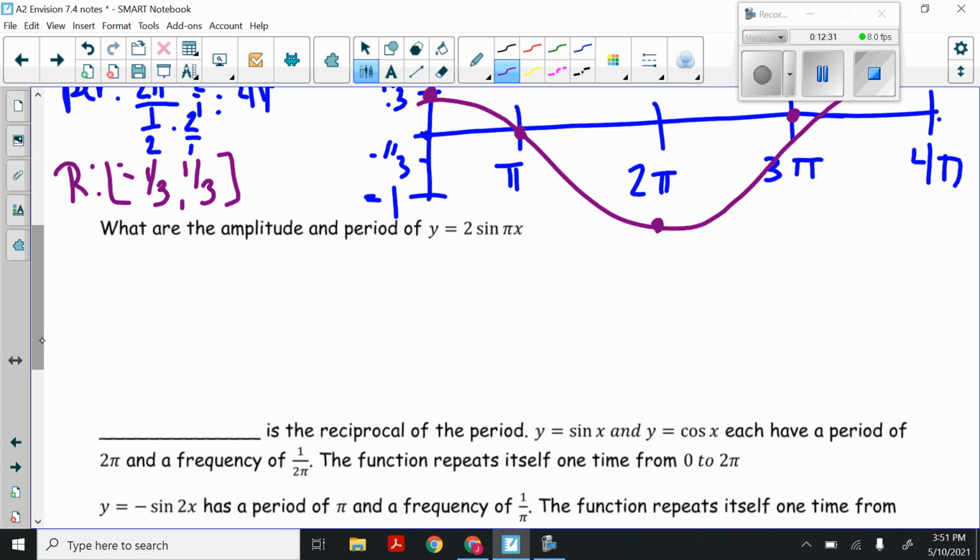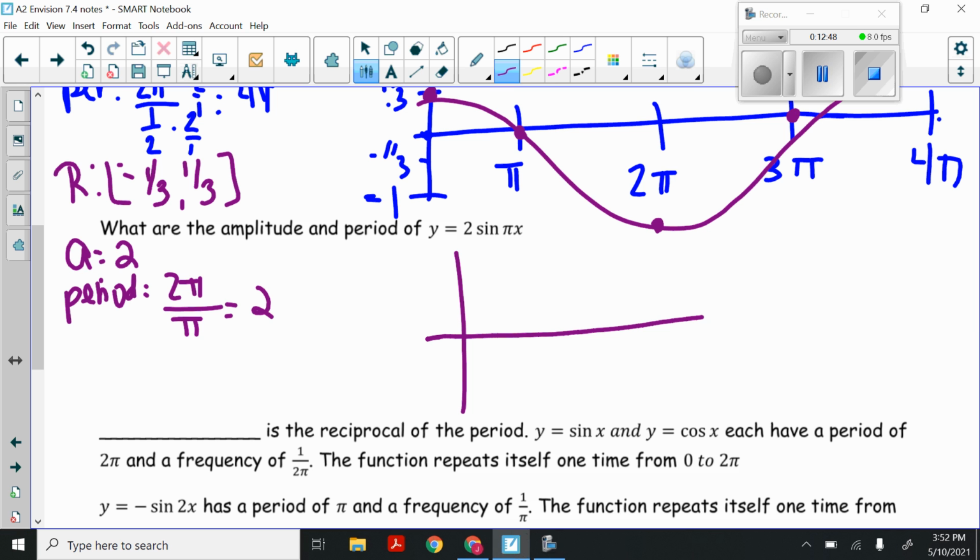So now let's look at what are the amplitude and the period of y equals 2 sine pi x. Again, I see my amplitude is 2. The period, if I use the formula, 2 pi over my b, which was pi, my period is 2. So this time, if I were to draw this out, I'm going to stop out here at 2. I'm not using pi anymore. So this is 0, this 1, 2.